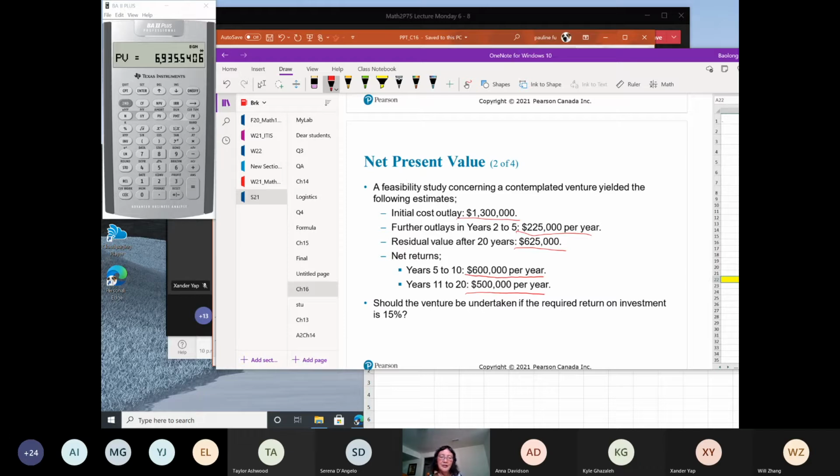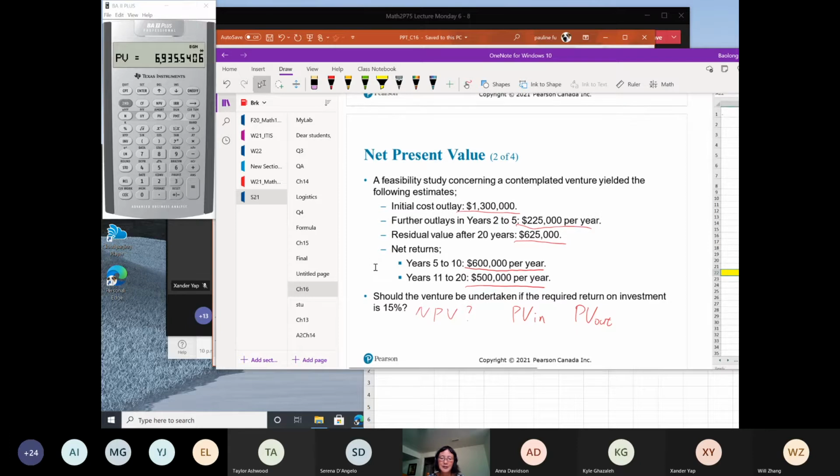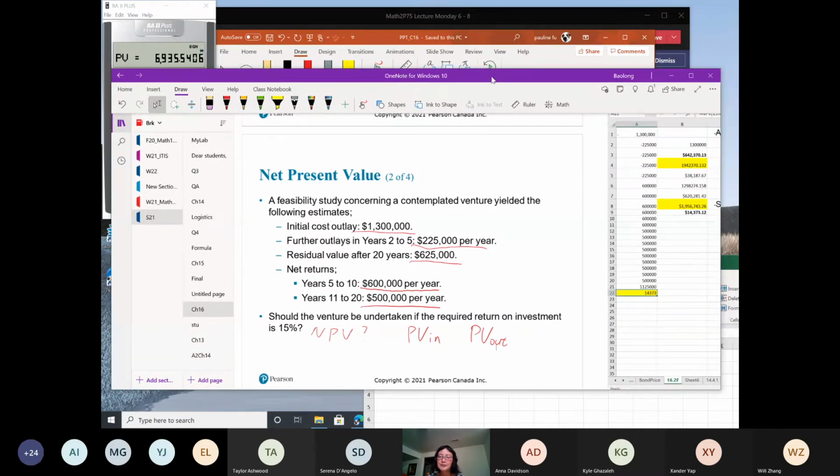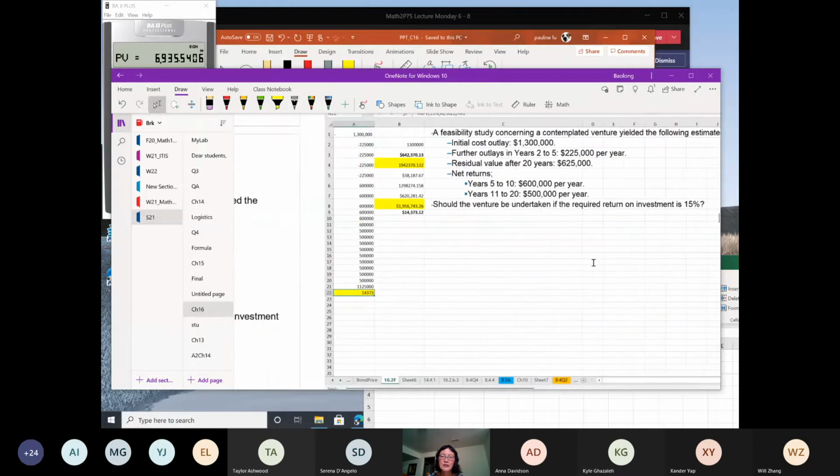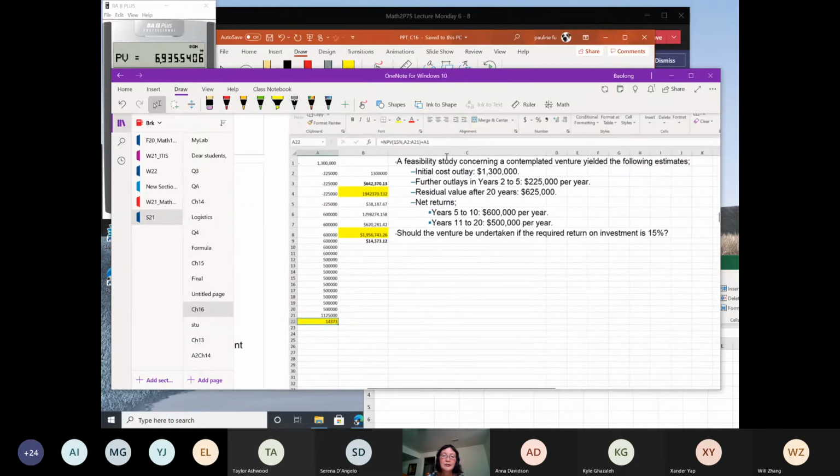To answer this question, you need to calculate NPV. What is NPV? You calculate the present value for money inflow and the present value of money outlay. So first, we take a look at the formula method. For the formula method, I'm going to move this over here. Actually, I copied the question here. This is the same question.